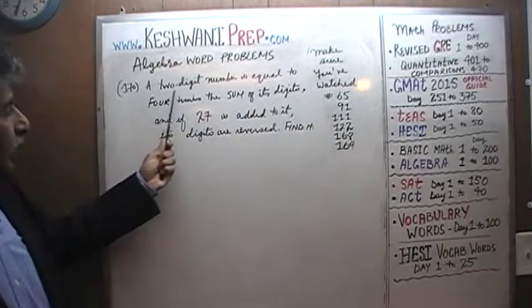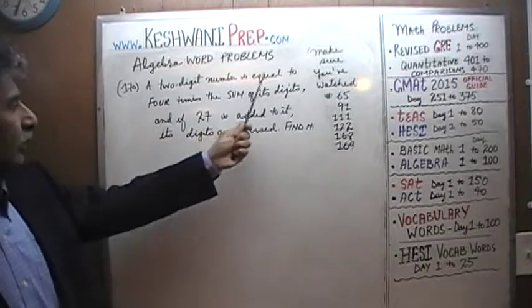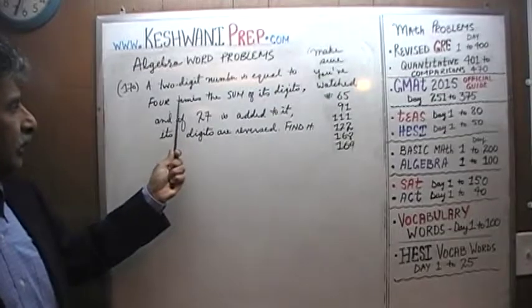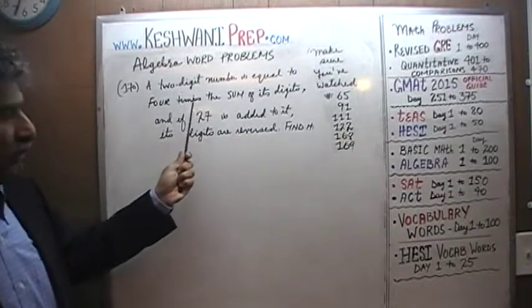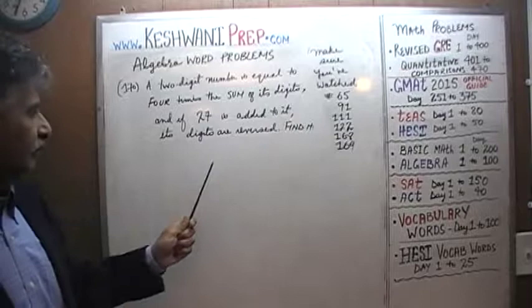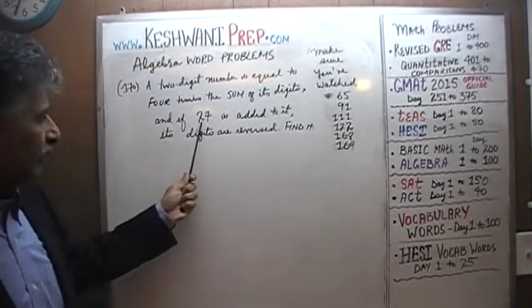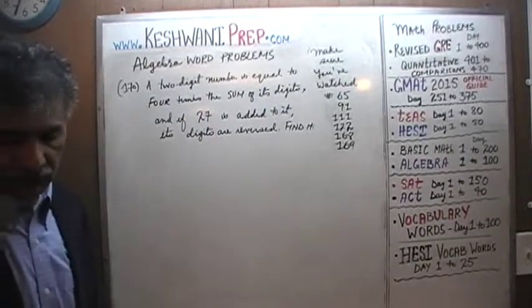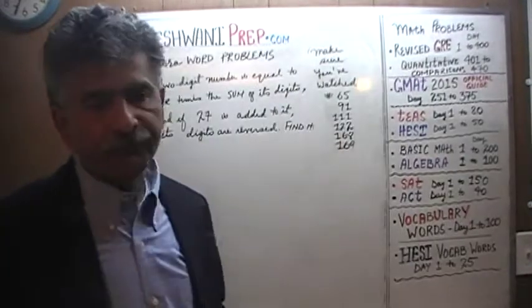It says a two-digit number is equal to 4 times the sum of its digits. So we have a two-digit number which happens to be equal to 4 times the sum of its digits. They go on to tell us that if 27 is added to it, its digits are reversed. The question is, what is that number?